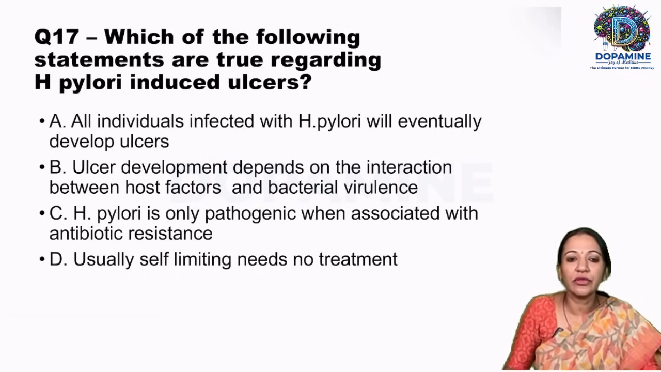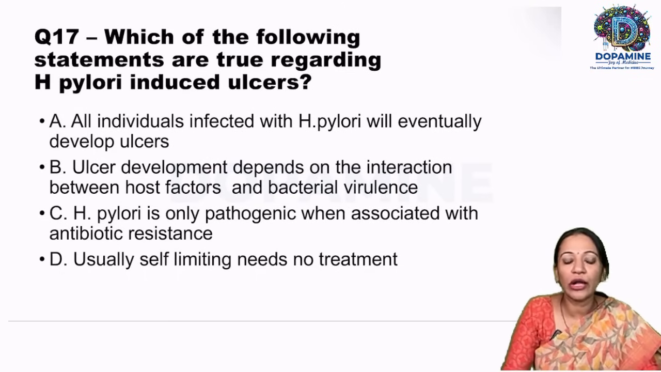So the last question, which of the following statements are true regarding H. pylori induced ulcers, probably gastric ulcers? Again, a very logical question, very simple. All individuals infected with H. pylori will eventually develop ulcer. Obviously, no, need not be. Ulcer development depends on the interaction between the host factors and bacterial virulence. Absolutely, yes. H. pylori is the only pathogen associated with antibiotic resistance. Obviously, no. Common sense will rule that out.